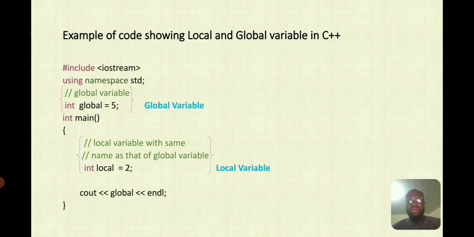Now this sample of code shows the local variable being declared inside the function and the global variable being declared outside the function. Now the global variable can be used throughout the program, as I explained earlier.